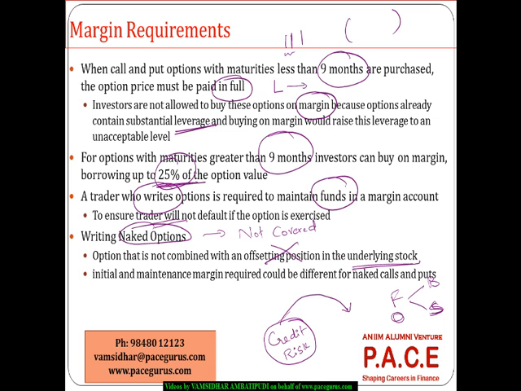Now in this position, it is very much possible that the risk is going to be much higher. So this is where we are talking about writing naked options. The initial and the maintenance margins could be much higher. Different exchanges have different rules in terms of setting the margin requirements for different kinds of naked calls as well as puts.